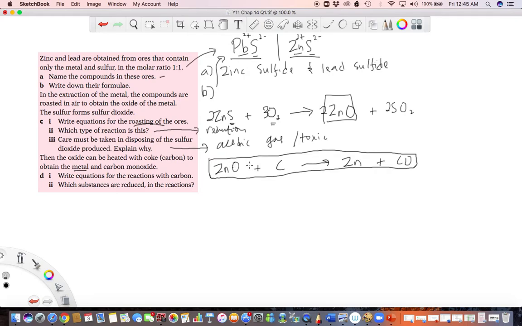Okay. So which substance is reduced in this reaction? Well, obviously zinc oxide is reduced because carbon is oxidized, meaning it's gained an oxygen. You can see that's oxidized. Okay, all right, so this is the first question. So we've got 2 more questions to go.